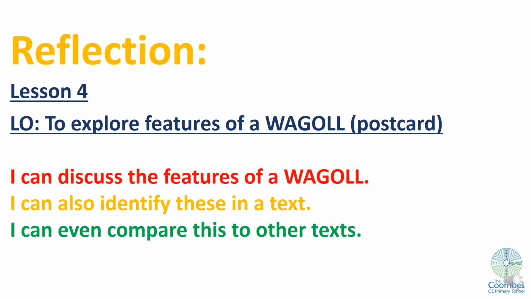So let's reflect on your learning today and see how successful you were. Today you were exploring features of the postcard. Think in your head, could you discuss the features of a postcard? Could you talk to your grown-up and think which ones were where? Could you also correctly identify these in a text? With your colour coding, could you know where the different sections were? And finally, could you even compare it to other texts? That was your discussion question when you were comparing the postcard to the story.